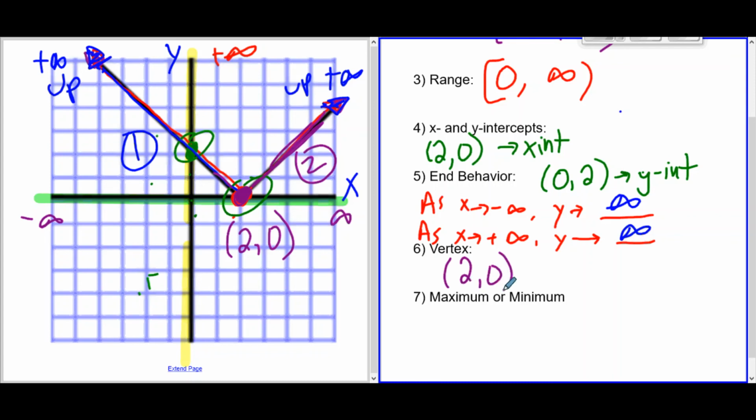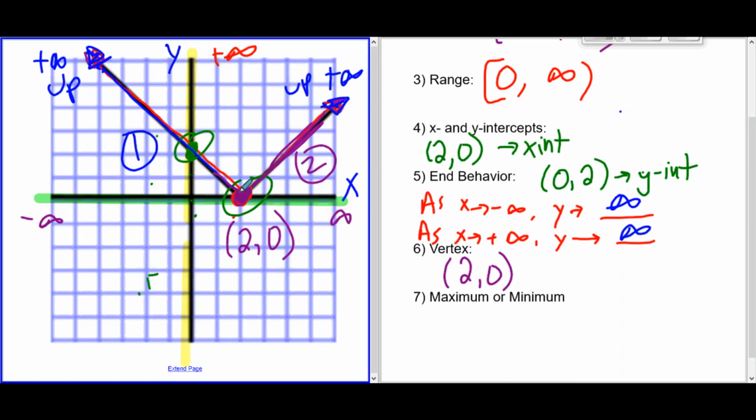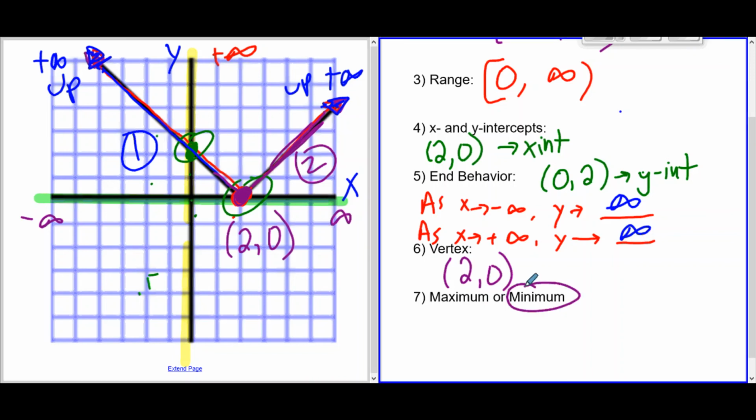And we already sort of mentioned it with the range. This point is the lowest point on the graph, this vertex. There's no point that goes below the ordered pair 2, 0. All the other points are larger than 2, 0. So the vertex in this example is a minimum because there's no other point that's lower than the point 2, 0.